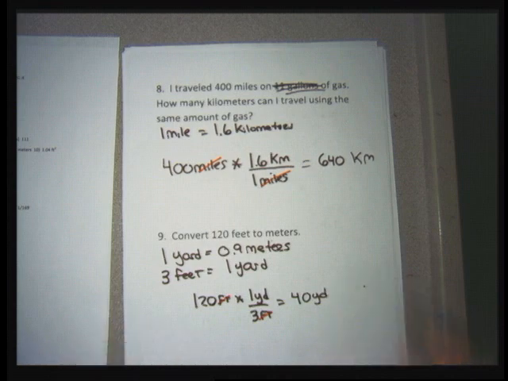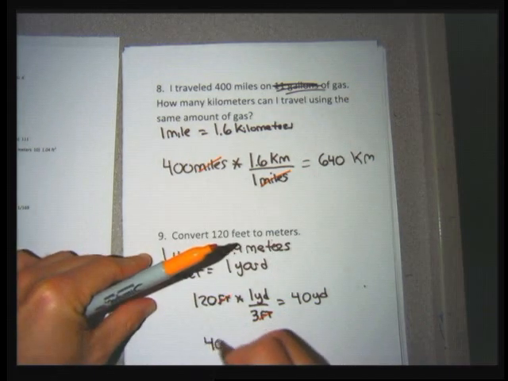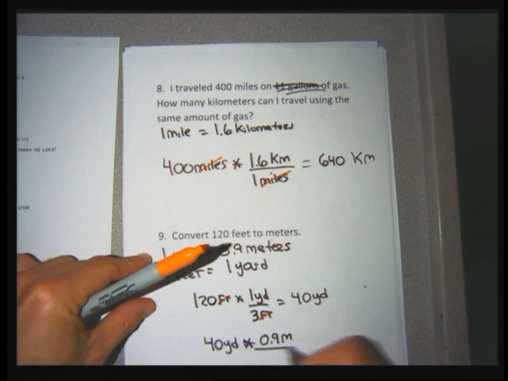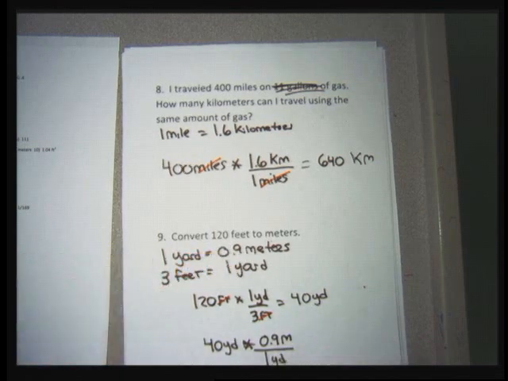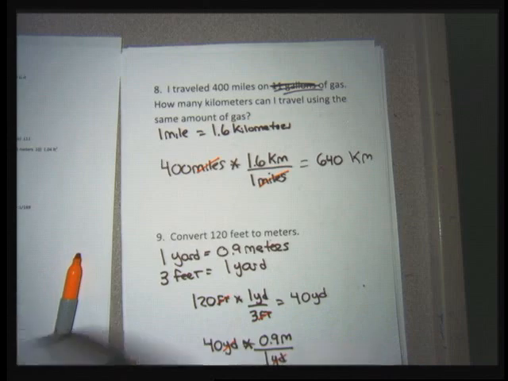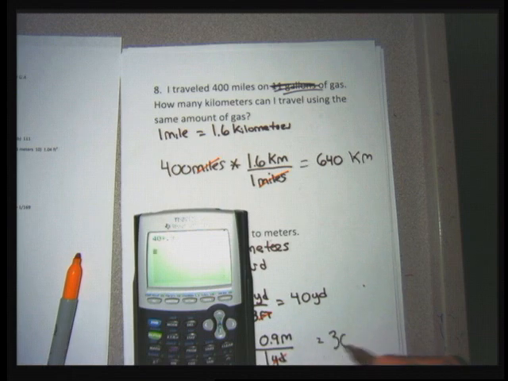So the first thing I did is took the feet into yards, and now I can use the unit that the author gave me, that 1 yard is 0.9 meters, and I'm going to multiply by the unit that I want in the numerator, which is the meters, divided by the unit that I want to get rid of, which is the yards. My yards are going to cancel. Notice I abbreviated my units rather than writing yards and meters out. And now I'm going to multiply the 40 and the 0.9 because the 0.9 is not in the denominator, it's multiplying. And 40 times 0.9 is 36. And the answer to this is going to be 36 m, or I could write meters.